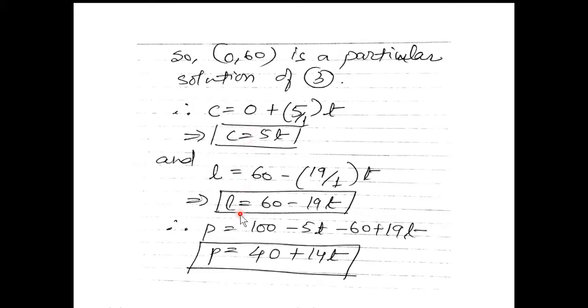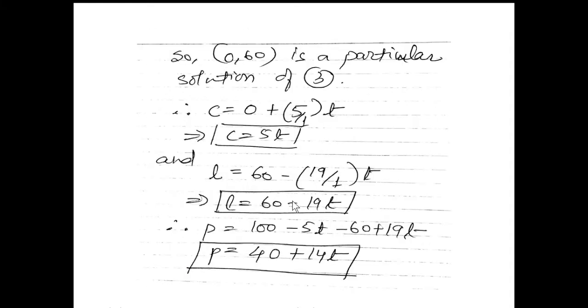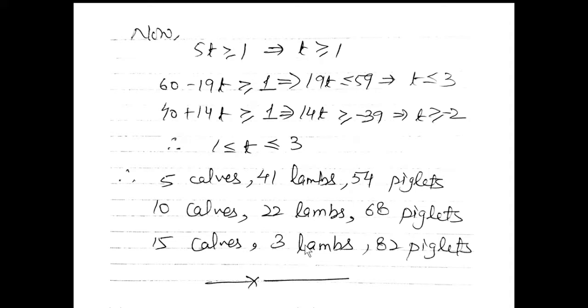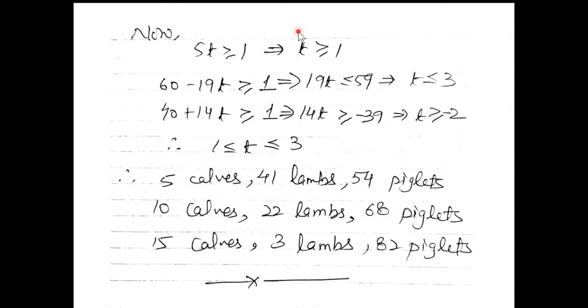So you have C and L. Then you can substitute the value of C and L here. Then you can find the value of P. So all are the values of C, L and P in the form of t. And all these three are greater than or equal to 1. So simultaneously they have to be greater than or equal to 1. So from here we find t greater than or equal to 1. From here t less than or equal to 3. From here t greater than or equal to minus 2. So that means t lies between 1 and 3, including 1 and 3.